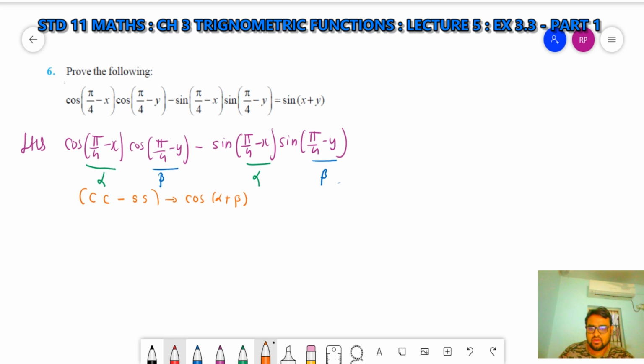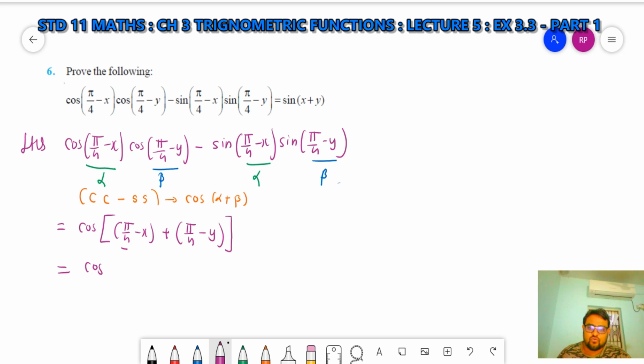Okay, so now see here. This will be equal to cos of alpha, which is pi/4 - x, plus beta, which is pi/4 - y. Okay, so see, pi/4 plus pi/4 is equal to 2 pi/4, that is pi/2, minus x minus y. So this is equal to cos(pi/2 - (x + y)), when I take minus common.